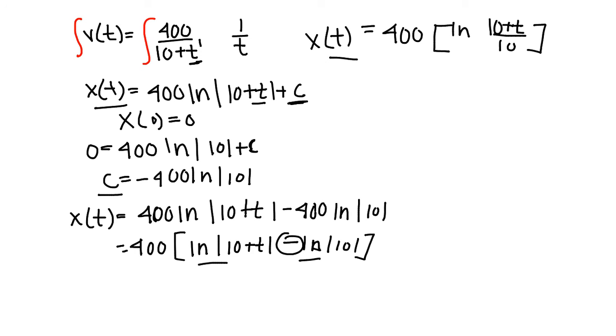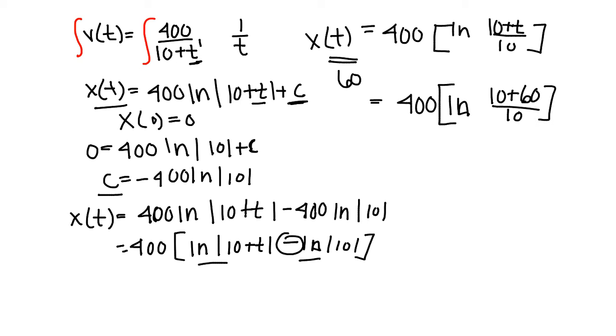Now at this point, real simple, we wanted to find it at time 60, so we're just going to plug in 60. You'll get 400 times the natural log of 10 plus 60 over 10. Now you're just going to plug this into your calculator, and the final answer that you should get is 778, this is feet. So this is the answer to our problem.